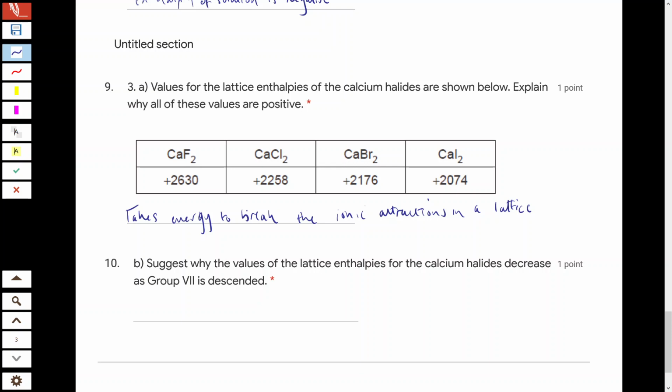It is one mark though, so all you actually need for the mark scheme is just mentioning the size of the ions. So the halides increase in size down group 7. And obviously you could, and probably should, go on and clarify that that means the packing's less tight or the charge density is a bit lower. But that's all you actually needed for the mark.